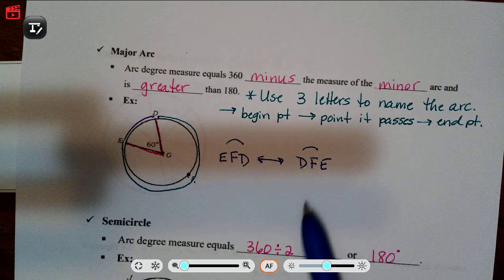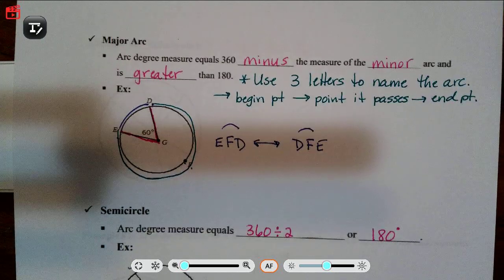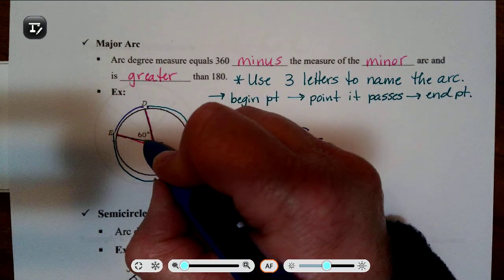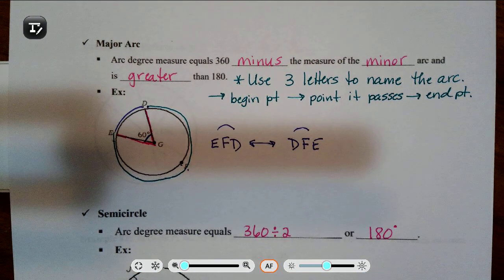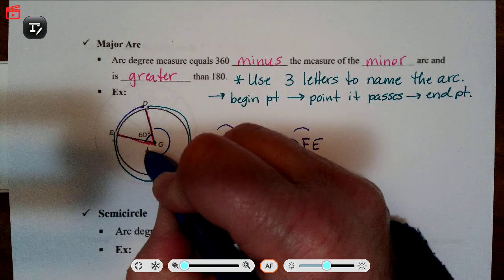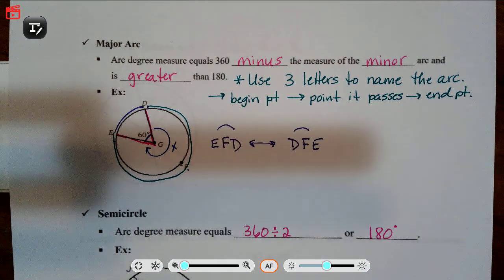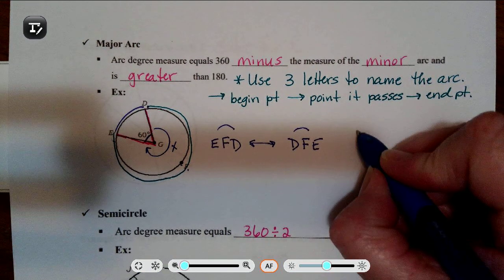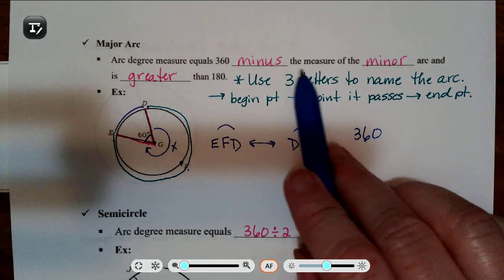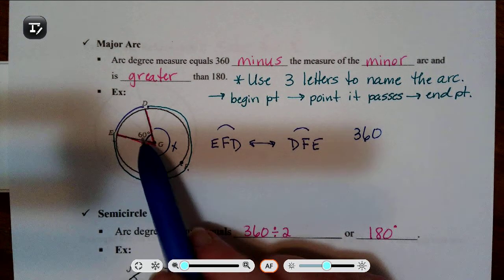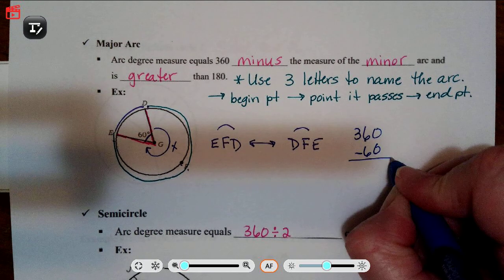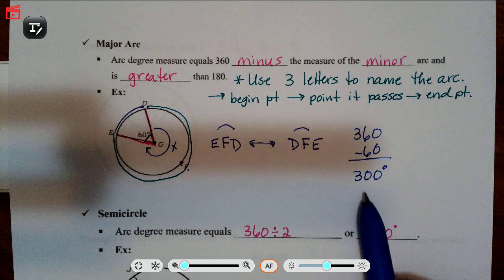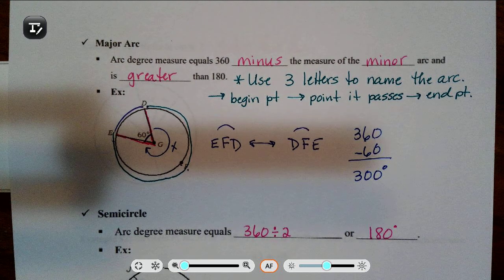All right, now I need to figure out just what is the measure of this arc. What is the degree measure of that arc? If this little wedge is 60 degrees, then I need to figure out just what this is in degrees. How do I get that? Well, if the total is 360 minus whatever my minor arc is, I'm going to subtract out the 60. And so my answer here is that that major arc is going to be 300 degrees.